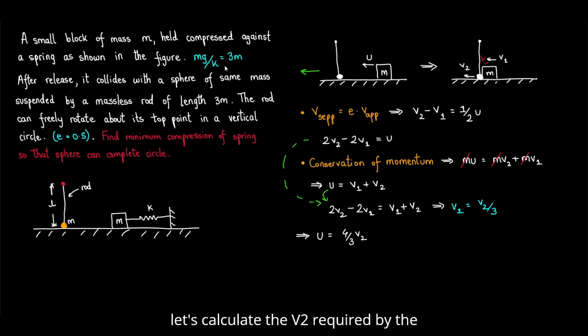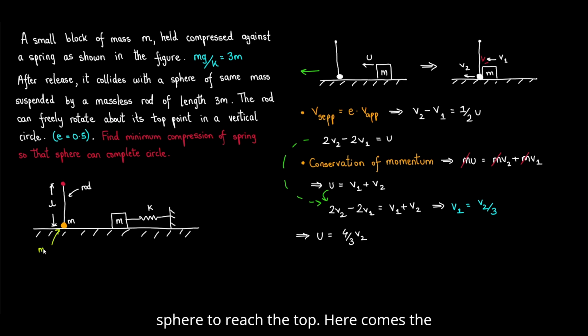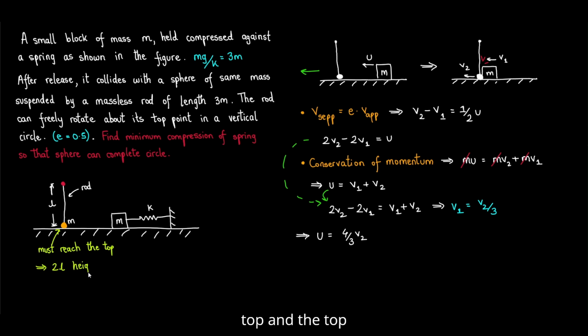Now let's calculate the v2 required by the sphere to reach the top. Here comes the twist in the question, because this is not a string, it's a rod. In case of a string, we would have required a velocity at the top to counteract the weight using centrifugal force. But in case of a rod, we just need the mass to reach the top. And the top is at a height of 2 into the length of the rod, which is 2L.